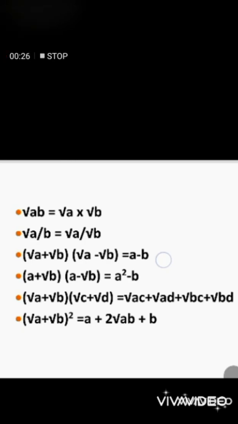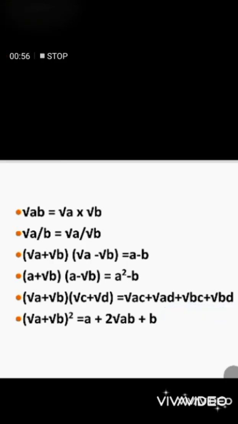A square means root a whole square is a, and root b whole square is b. So you will be getting a minus b. Next property, a plus root b into a minus root b. The result is a square minus b. Next property, root a plus root b into root c plus root d is equal to root over ac plus root over ad plus root over bc plus root over bd.